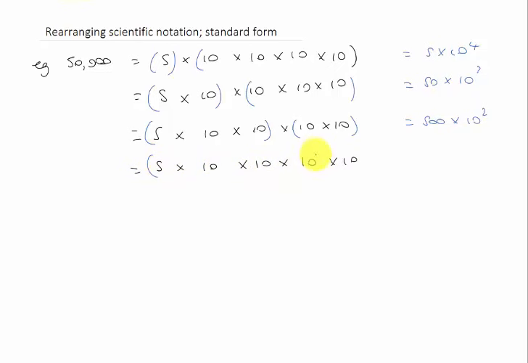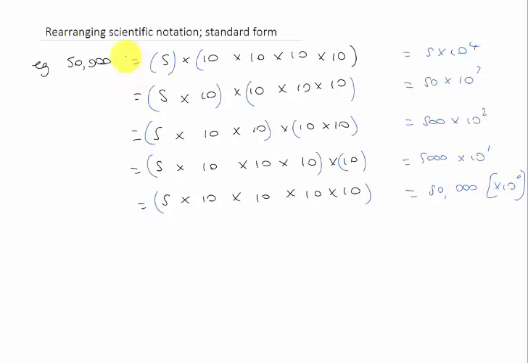Or we could have 5, so that would give us like that. So that's 5,000. Sorry, got carried away. 5,000 times 10 to the power 1. Or finally, we could have 5 times 10, just all in one lump, and that would give us 50,000 times 10 to the power 0 if you fancied.